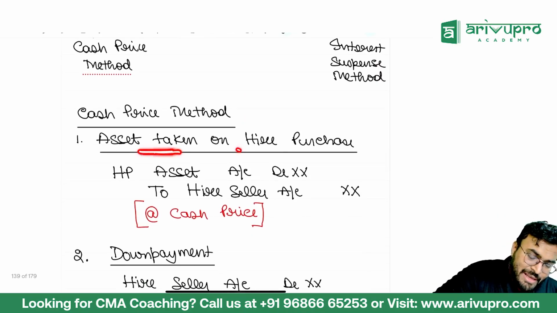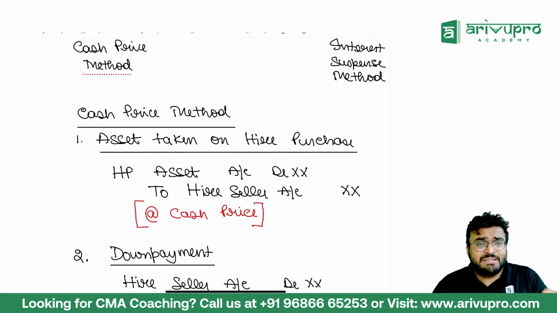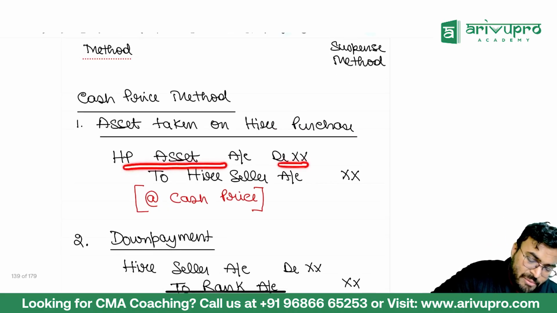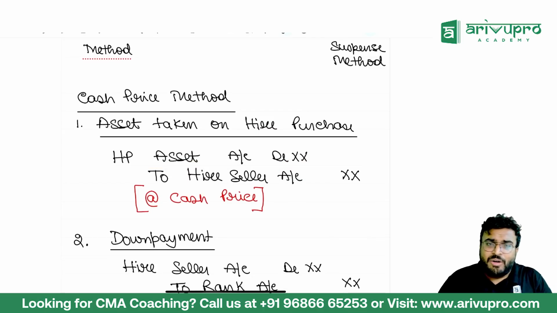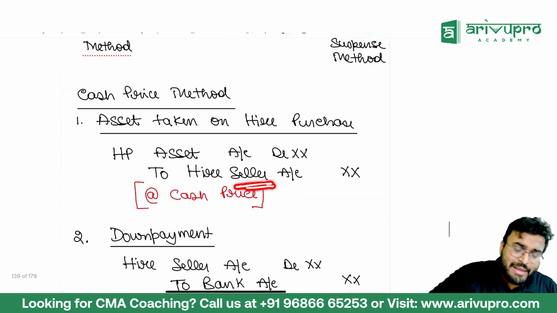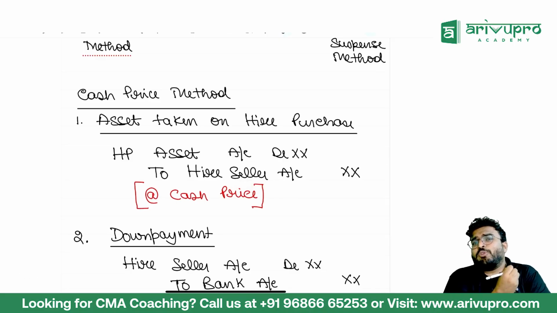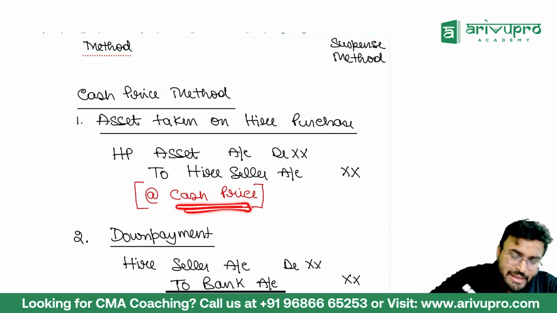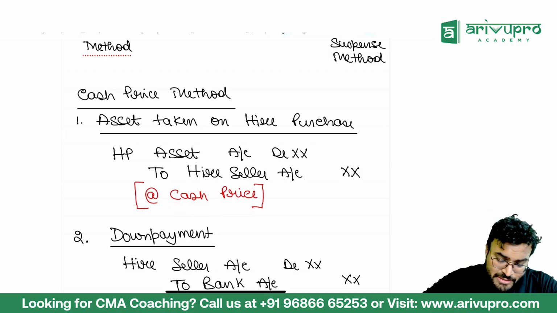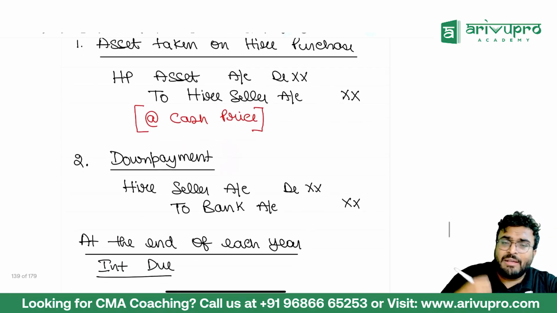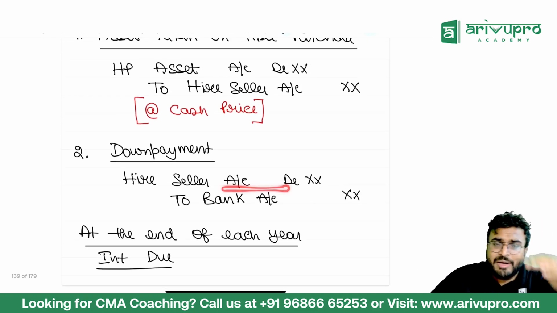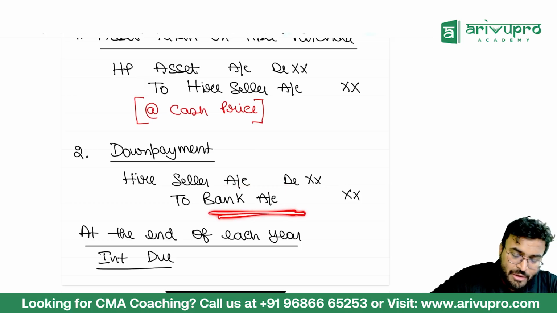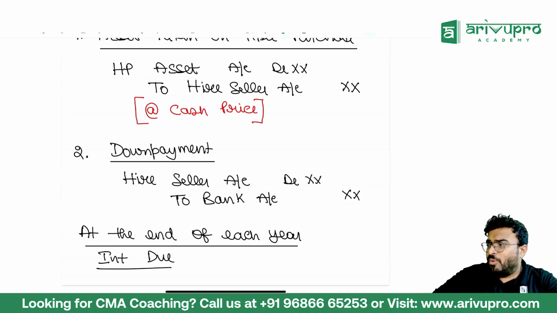Cash price method: asset is taken on hire purchase. What do you get? Asset. So, hire purchase asset account debited to hire seller, because we have to make the payment and we have not made the payment yet. This will be at cash price. Next, down payment. When you are making the down payment, hire seller account debited because the balance you're supposed to pay reduces. Hire seller account debited to bank account.